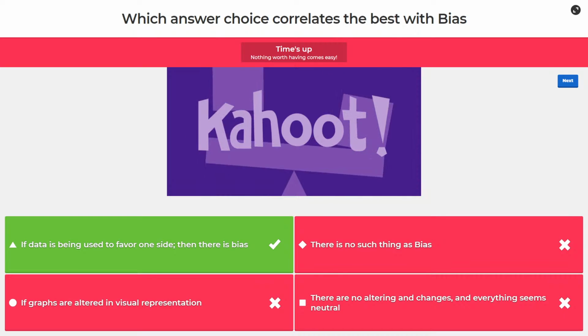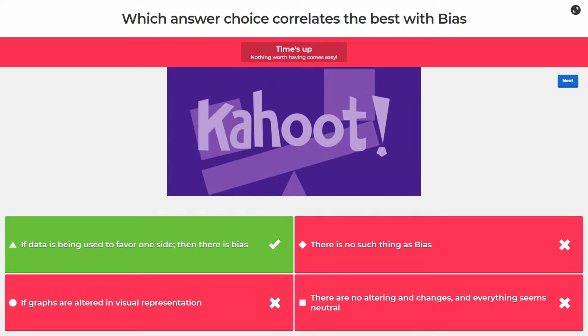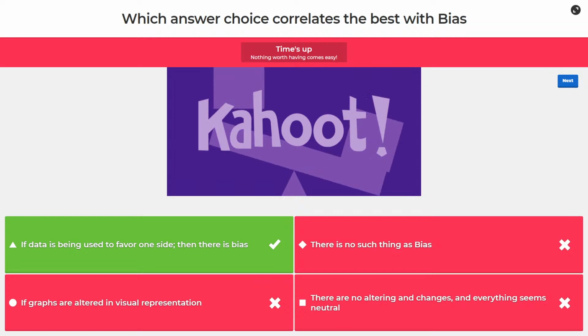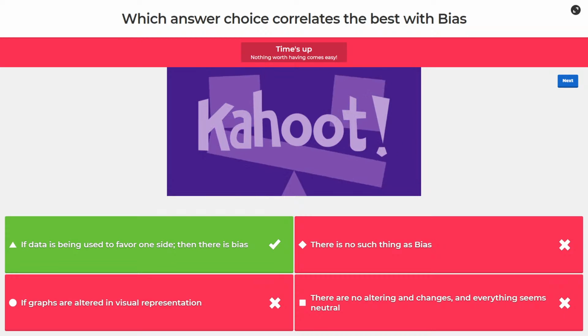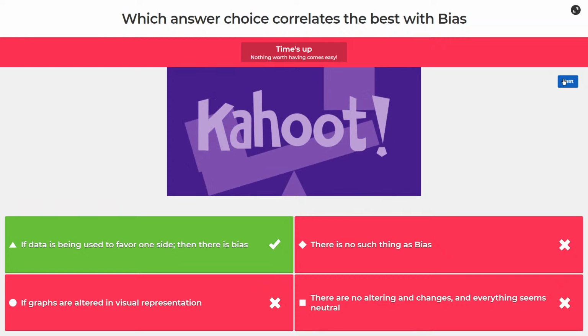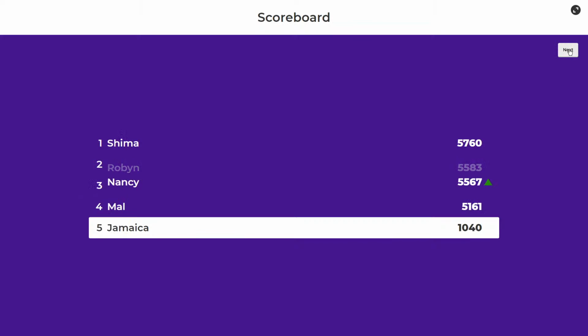Next answer choice. If graphs are altered in visual representation, that is just not the definition of bias. That's the wrong definition. And the last one: if data is being used in favor of one side, then there is bias, which is indeed correct. Textbook definition, y'all. Thank you, Harry. Great explanation. So I think that's it for this question. Let's move on to the next one.